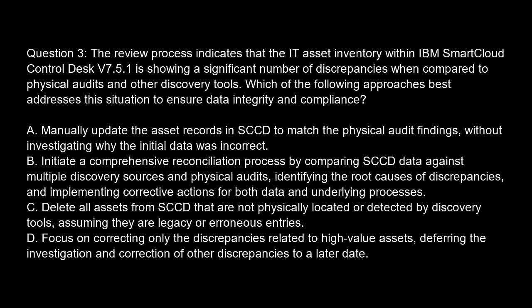Option A. Manually update the asset records in SCCD to match the physical audit findings, without investigating why the initial data was incorrect. Option B. Initiate a comprehensive reconciliation process by comparing SCCD data against multiple discovery sources and physical audits, identifying the root causes of discrepancies, and implementing corrective actions for both data and underlying processes. Option C. Delete all assets from SCCD that are not physically located or detected by discovery tools, assuming they are legacy or erroneous entries. Option D. Focus on correcting only the discrepancies related to high-value assets, deferring the investigation and correction of other discrepancies to a later date.